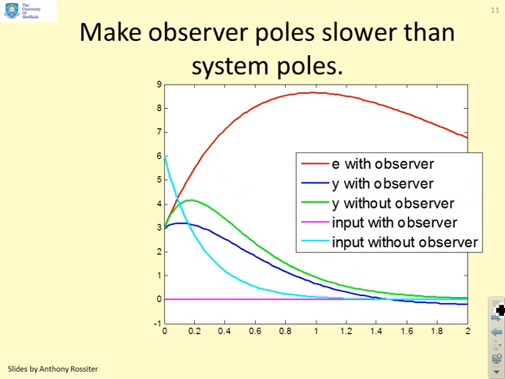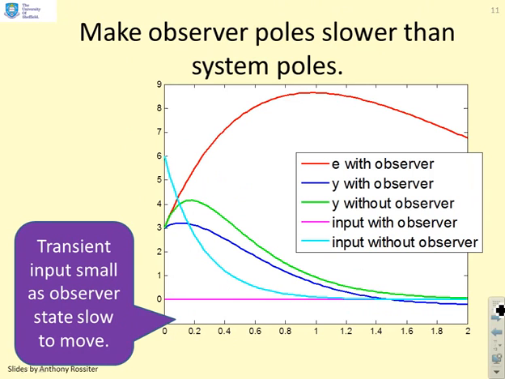What happens then if I make the observer poles slower than the system poles? Well, here we have a different problem. Now you look at the error, and the error is too slow to converge. So z tends to x too slowly. And as a consequence, you get poor behaviour, but for the opposite reason.